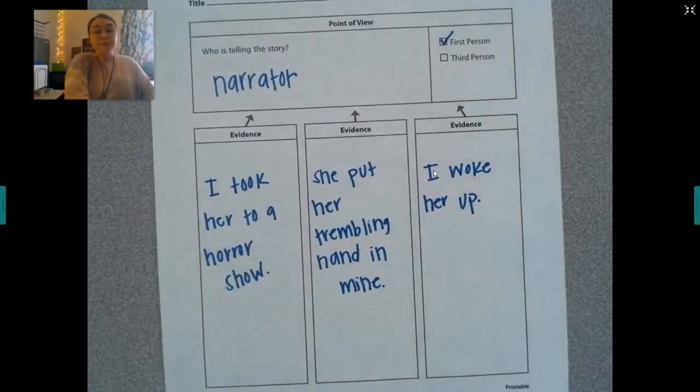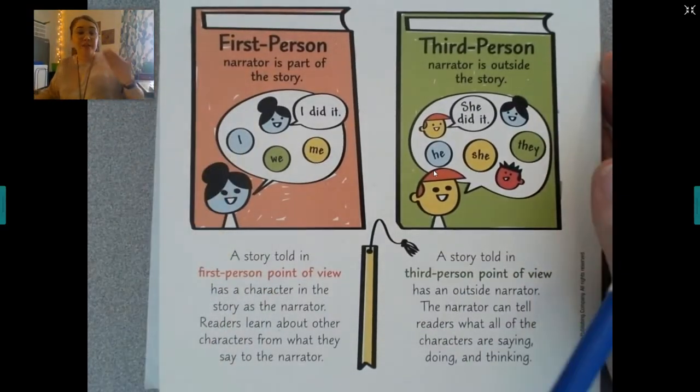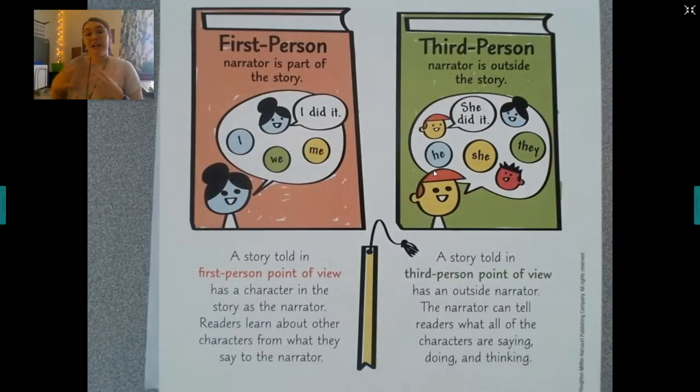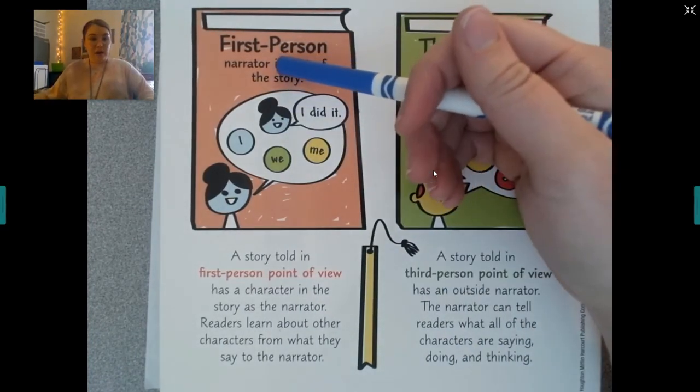So when we think about first person, you're going to think in your head, who is telling this story? Is the narrator in the story? So let's pretend that you are telling a story about a time you were sad. So you're telling this story, one time my dog ran away and I was really sad. Well, you were part of that story, right? You were there when your dog ran away. You're the one who felt those feelings, right? That would be first person. You are a part of the story.